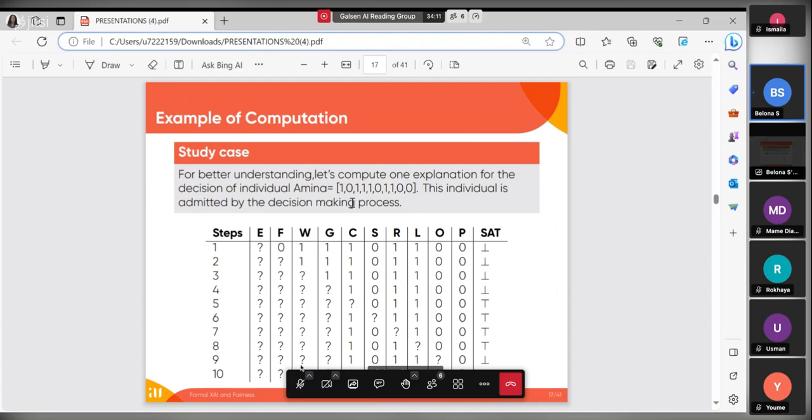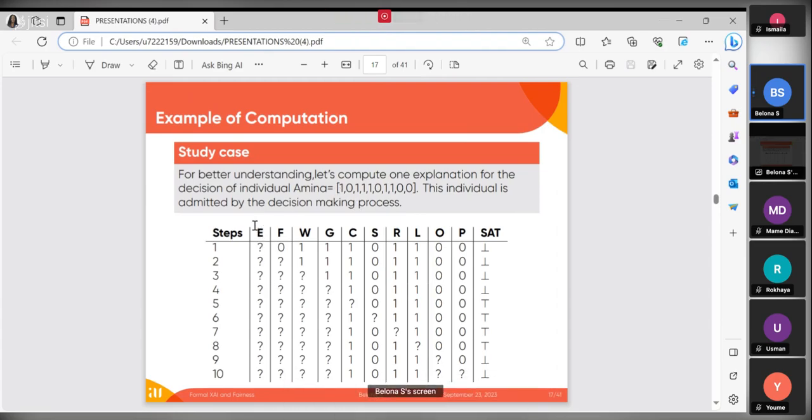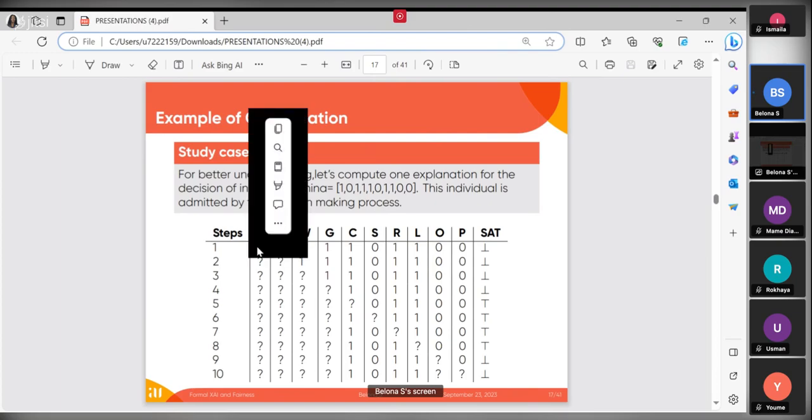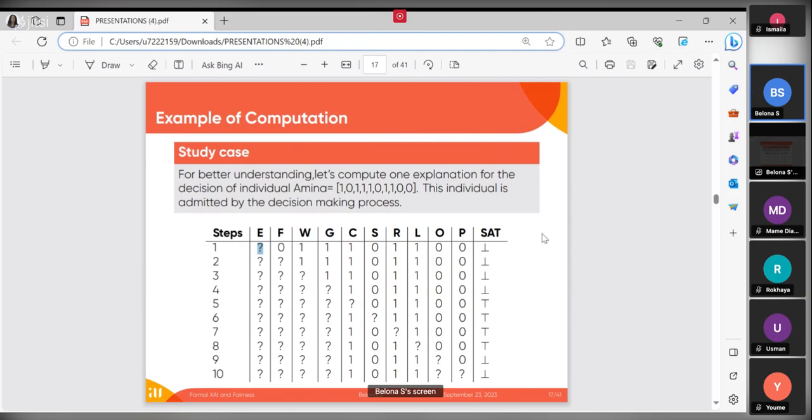As you can see here, we will start first with the first feature, which is the entrance exam. When you see this symbol, it means that we no longer have a constraint on this value. In Amina, the value is 1. But when you see this symbol, it means that we have removed the constraint. In simple words, it means asking whether Amina needs this feature to be accepted by the system.